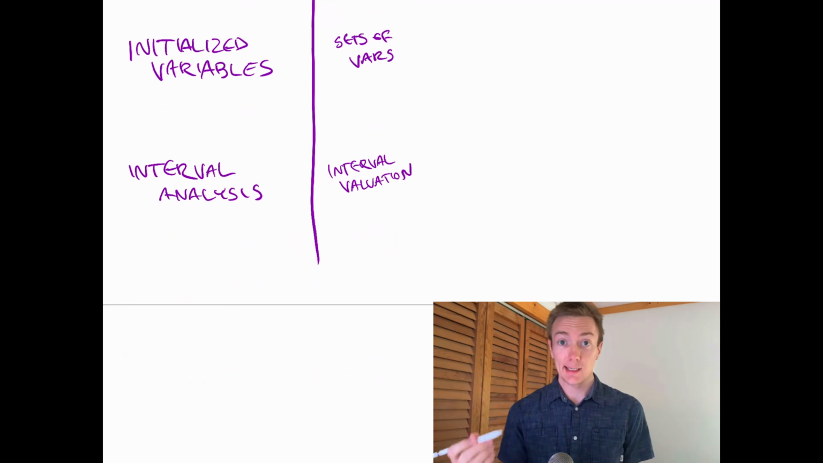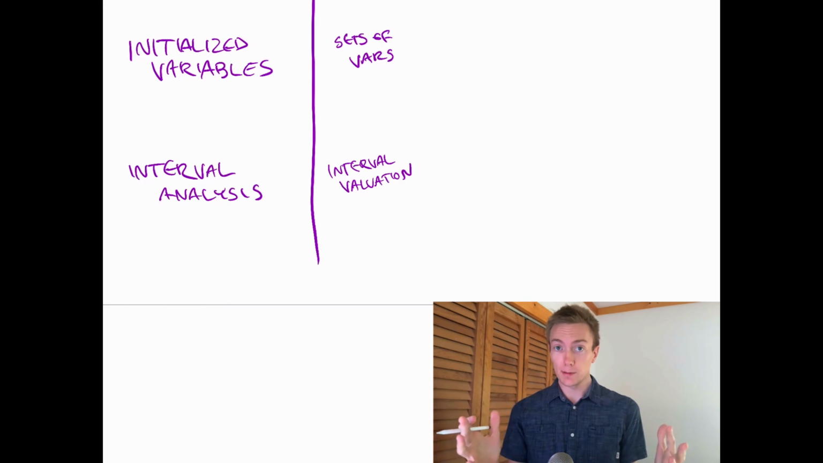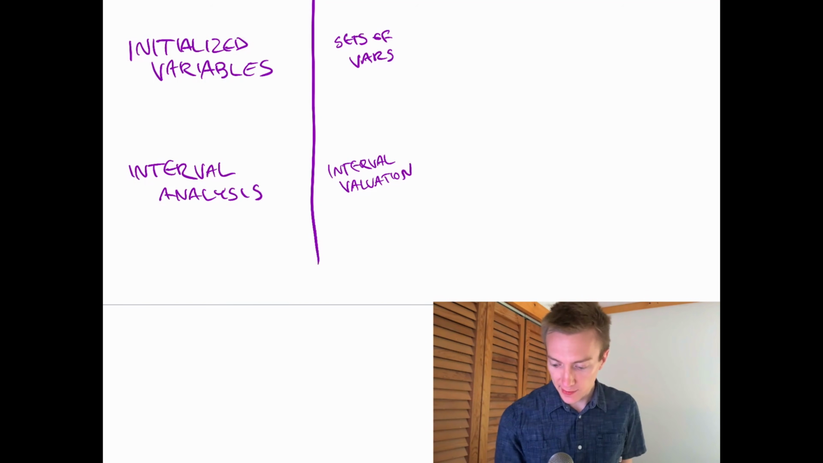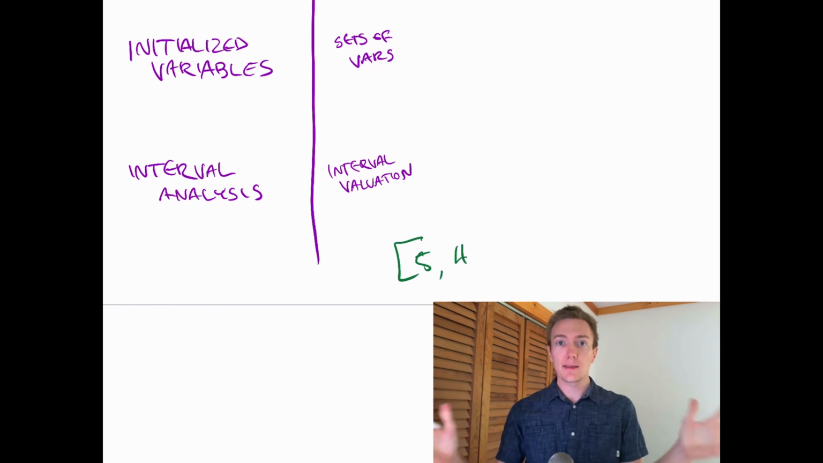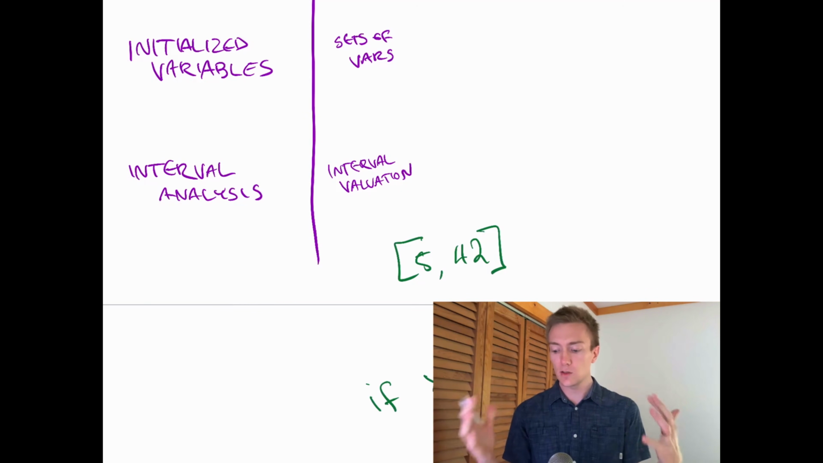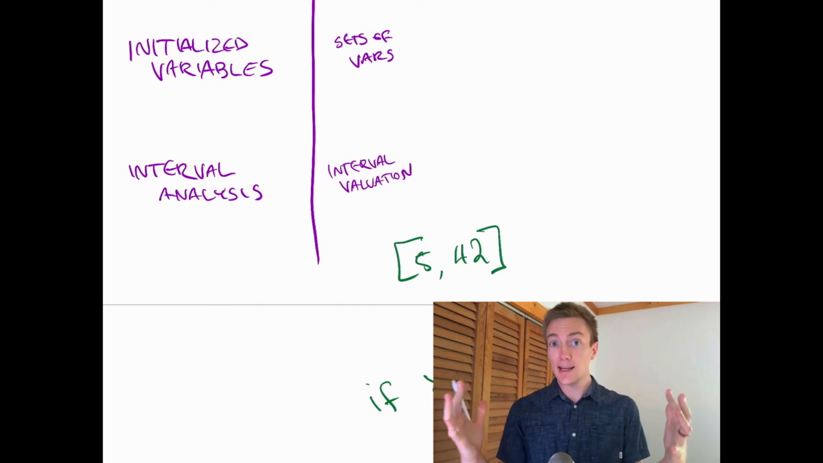Interval analysis is an interesting one. It's about numerical problems. So when you actually care about the floating point or integer value of a variable, and it asks what is the interval, say from 5 to 42, for example, that is the range of values that that variable can take on. For example, if you end up with this range and eventually you have something that says if x is less than 45, then you can simplify this to true, because you don't know exactly what the variable is, but you do know that it's less than 45.